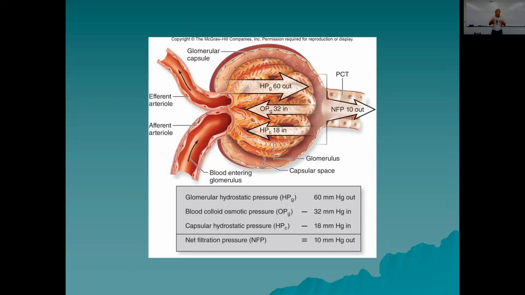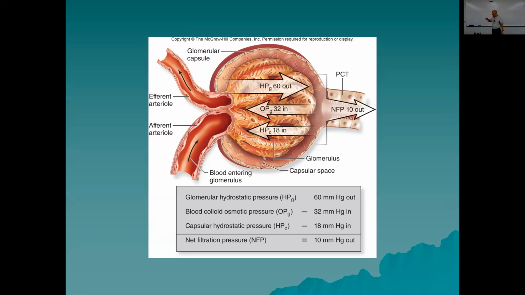And so there's more things dissolved in blood than there are in the filtrate. So the filtrate is more watery fluid than blood. So water wants to flow back into the blood. And then capsular hydrostatic pressure is all this fluid coming out of the blood into this very small space. It causes pressure to build up. And this pressure wants to push fluid back into the blood.